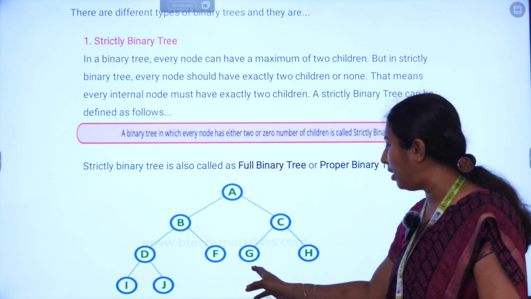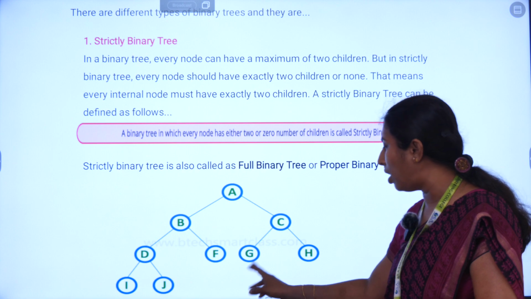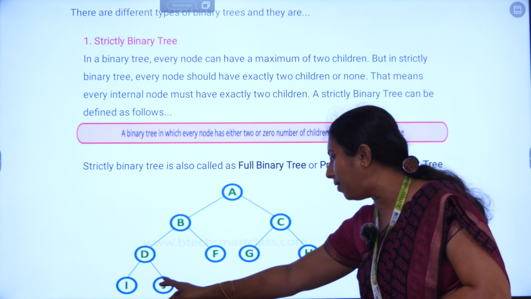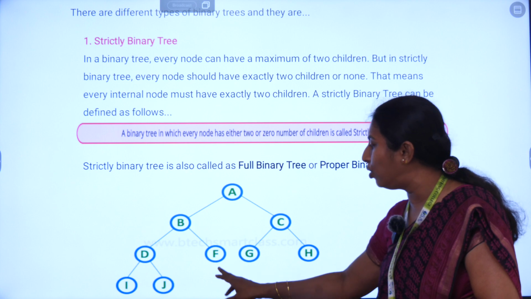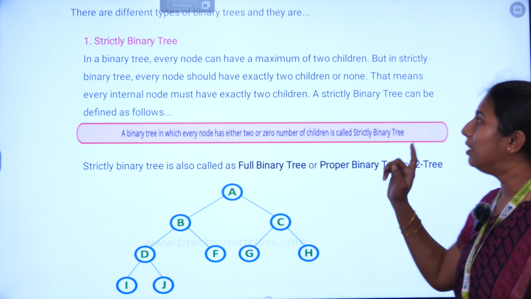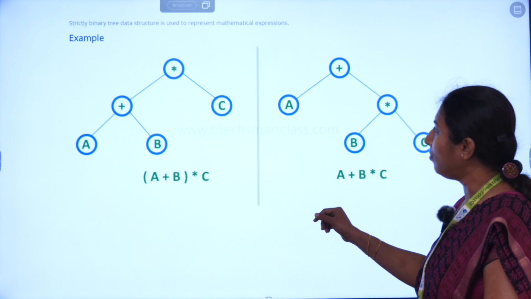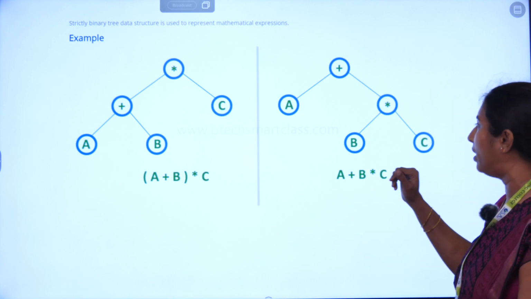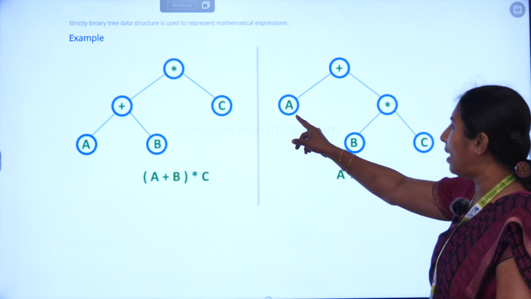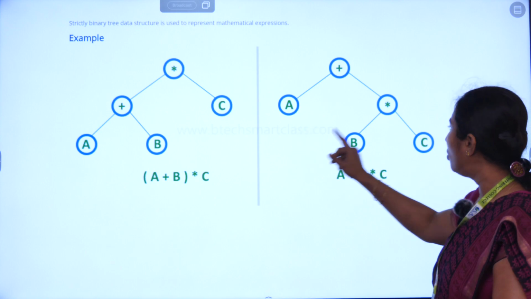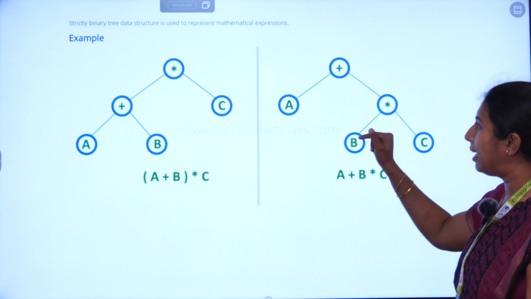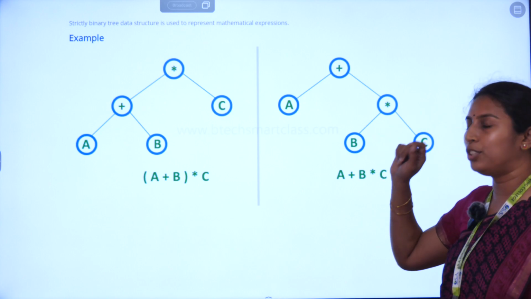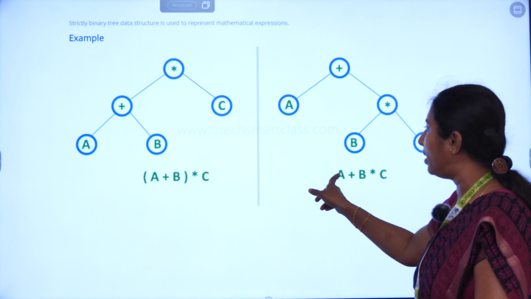See this particular tree: we have G, which is not having any children, whereas D is having 2 children. Either a particular node has 0 or 2 children, that is your strict binary tree. In the example given over here, A is not having any children, whereas this asterisk is having 2 children. So a strictly binary tree is one where each node has 0 or 2 children.